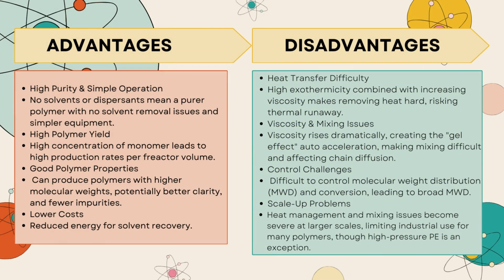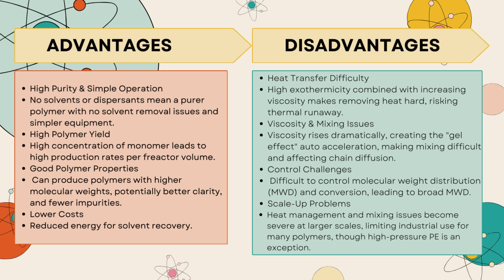Here are the advantages and disadvantages of using bulk polymerization for polyethylene. The first one is high purity and simple operation. No solvent or dispersion means a pure polymer with no solvent removal issue and simple equipment. Second, high polymer yield. High concentration of monomer leads to high production rates per reactor volume. Next, good polymer properties. It can produce polymer with higher molecular weight, potentially better clarity and fewer impurities. And the last one is lower cost.